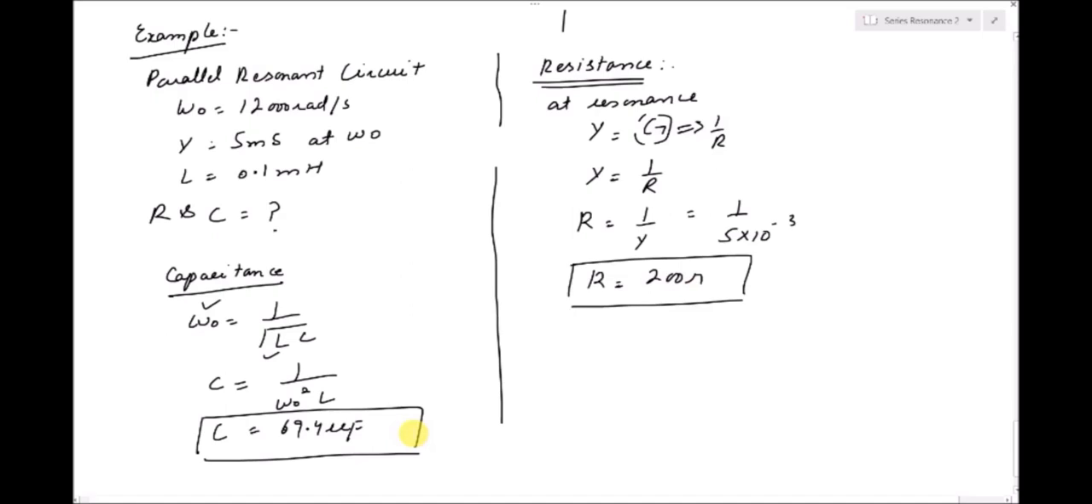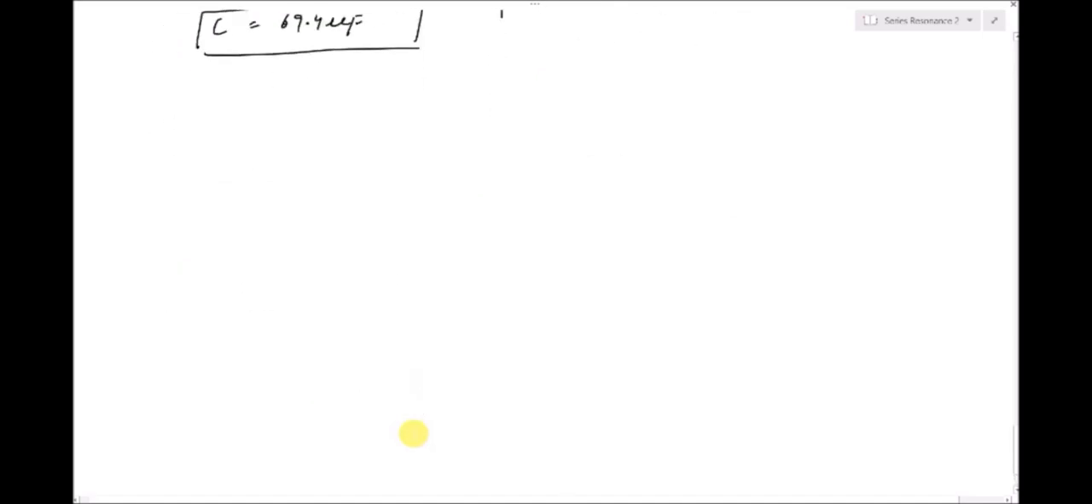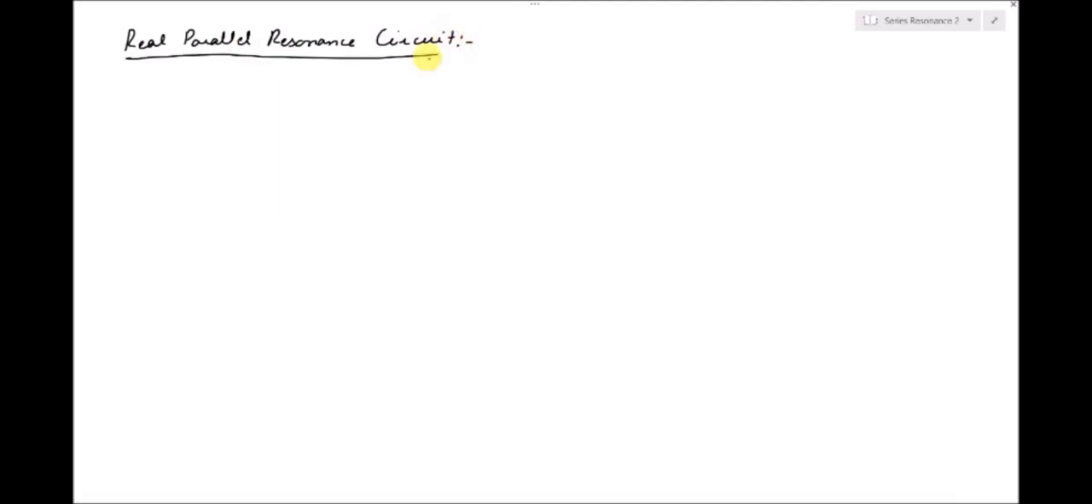The next topic that we are going to discuss today is the real parallel resonance circuit. By real, we mean that we are going to consider the resistance of the inductor as well. So if I draw the circuit, it will have a capacitor, then the resistance of the inductor, and then the inductor value.